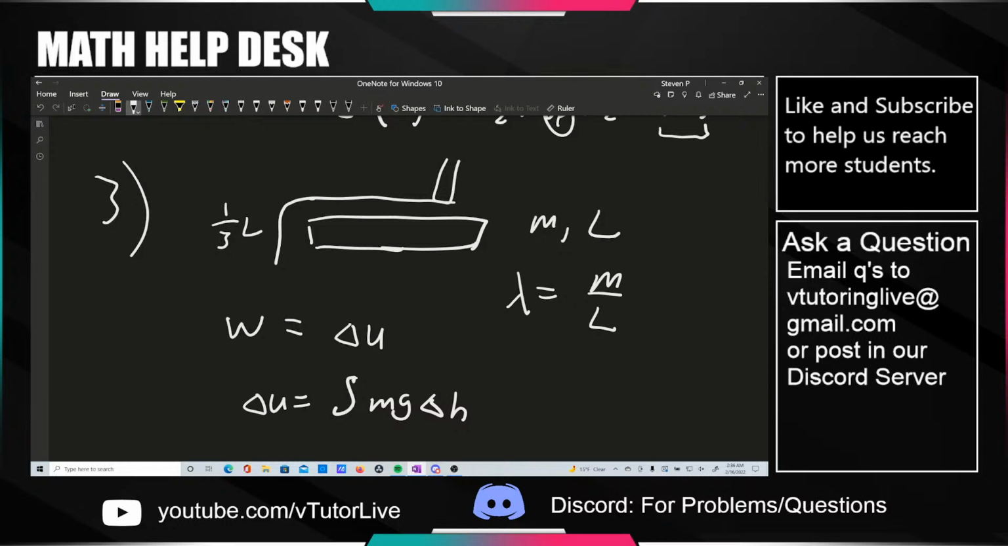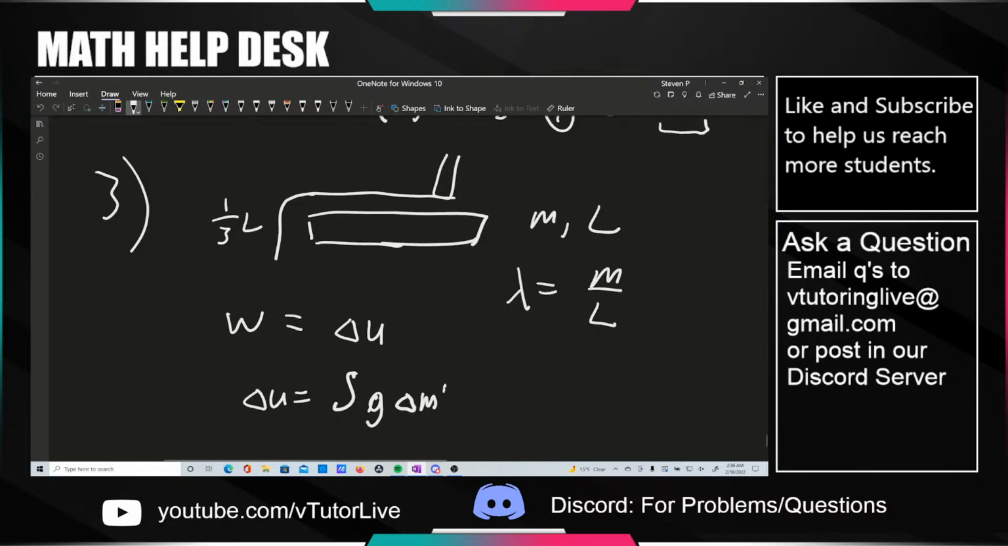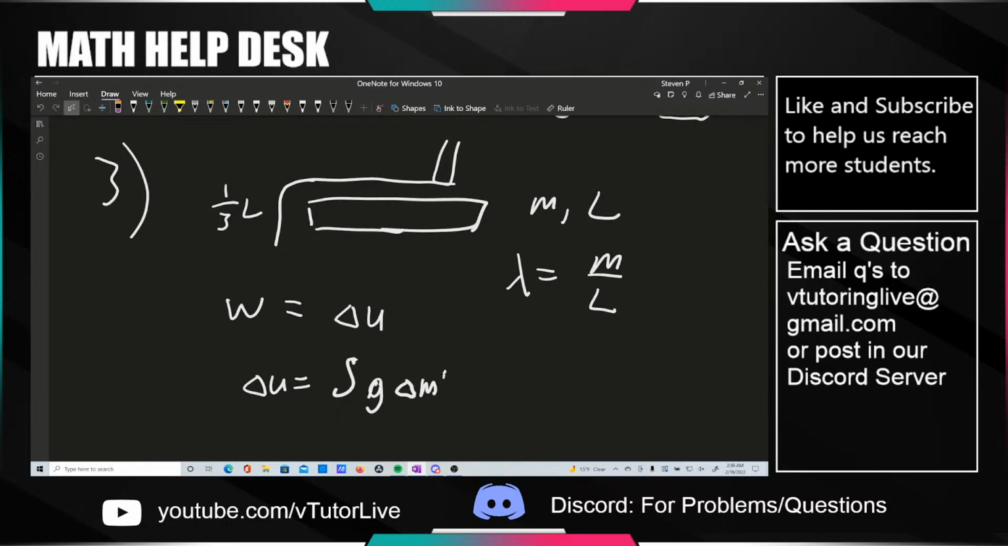In fact, instead of m, it's going to be lambda, because now it's linear density. You can think of this as gravity times some little chunk of mass. Let me explain it this way. Gravity times a little chunk of mass times... how do I explain this?